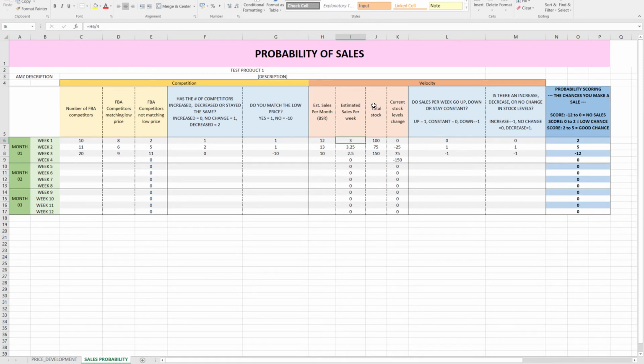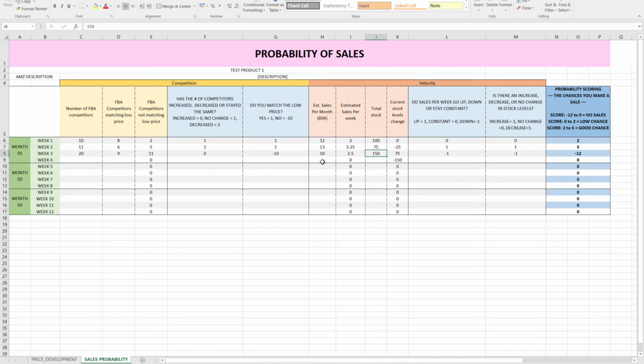Next up is the total stock, right? So what is the total stock of all the competitors combined, including you, for every particular week? Again, this is fake data, but it's just to test the formulas. So in week 1 you have 100, week 2 you have 75, meaning there's a decrease in stock, and that's basically a good sign, right? And the week after I filled in 150, which is a bad sign, right?